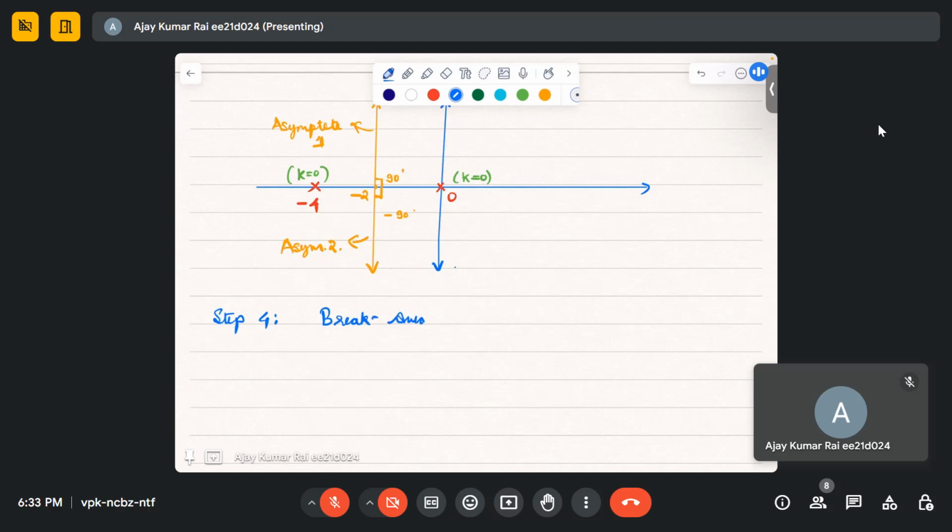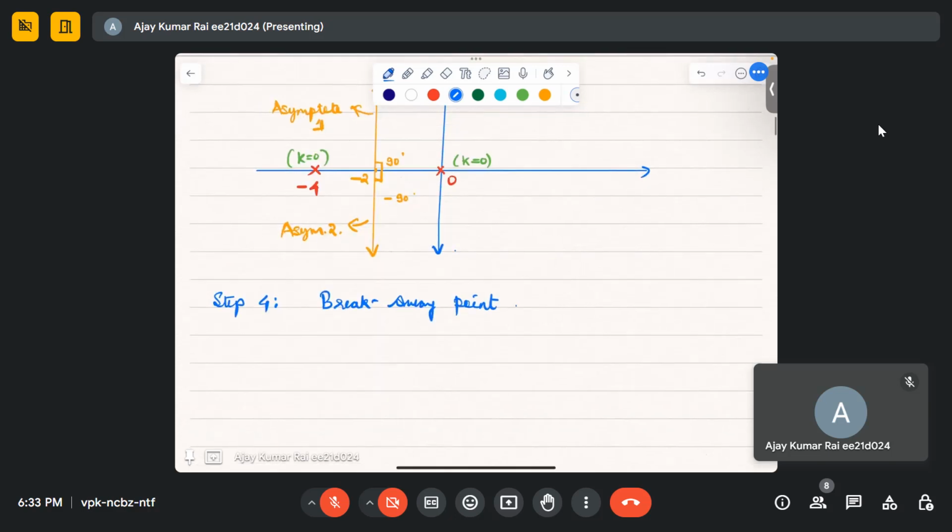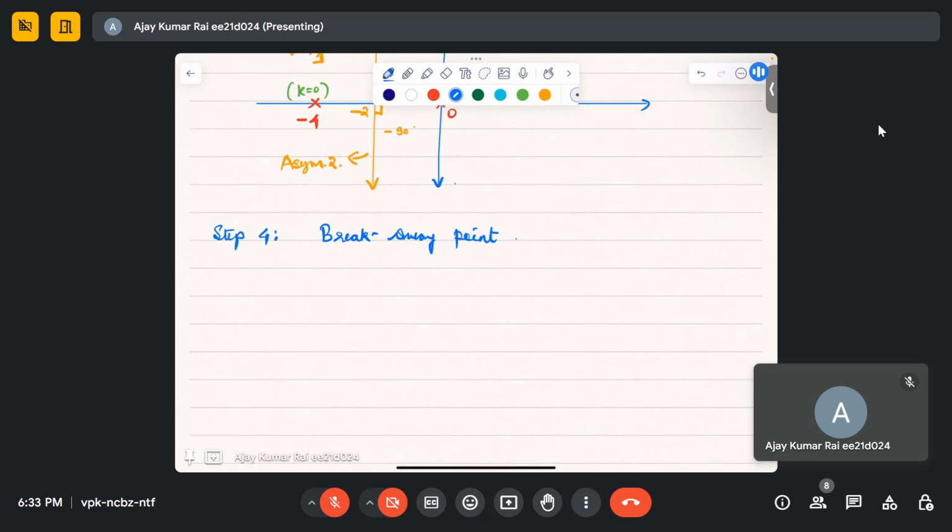So we'll get the breakaway point. Okay, so how to get the breakaway point? By using the characteristic equation. You know the characteristic equation, which is 1 plus k into G(s)H(s), where H(s) is equal to 1. Let me write this. Or what you studied in theory, this is numerator by denominator, equal to 0. So from here we will get the breakaway points.